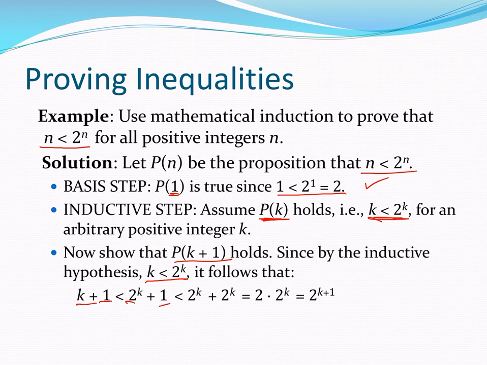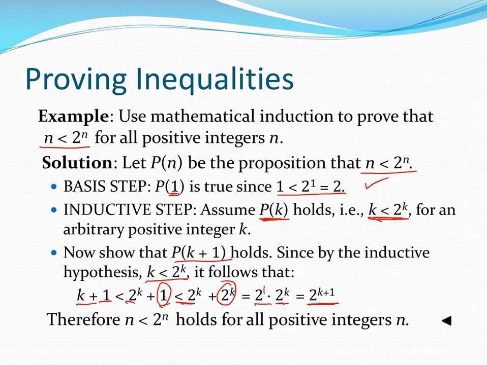And now I'm going to replace this 1 with something larger than it, 2 to the k, and continue that inequality. So k plus 1 is less than 2 to the k plus 2 to the k. Well, that equals 2 times 2 to the k, and then I can bring this exponent together to get k plus 1 is less than 2 to the k+1, which is P(k+1) following from P(k). Therefore, n is less than 2 to the n for all positive integers n.